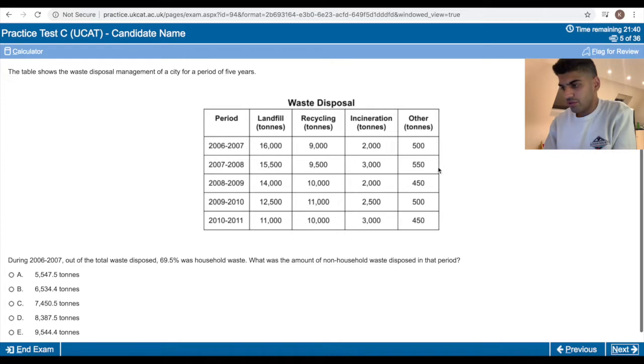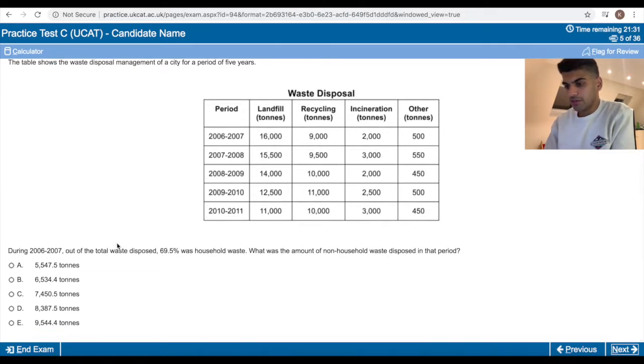So there's a new table, new question now on waste disposal for different years and different types of waste disposal. Okay, so during 06-07, out of the total waste disposed, 69.5% was household waste. Okay, so what was non-household waste? So that's 30.5%. So 30.5% times the total of this.